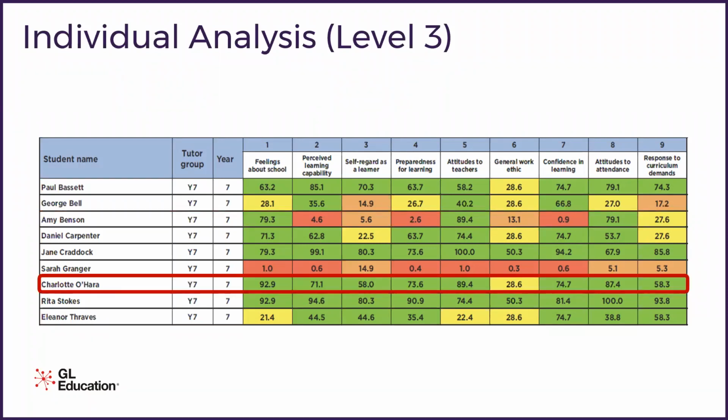Charlotte O'Hara is another student who may be overlooked without PASS. She has high percentile scores across all of the factors, except for general work ethic. Whilst other profiles may appear more alarming at first glance, students like Charlotte can be easily missed. If these students are not quickly identified and appropriately supported, it could have further implications later on.